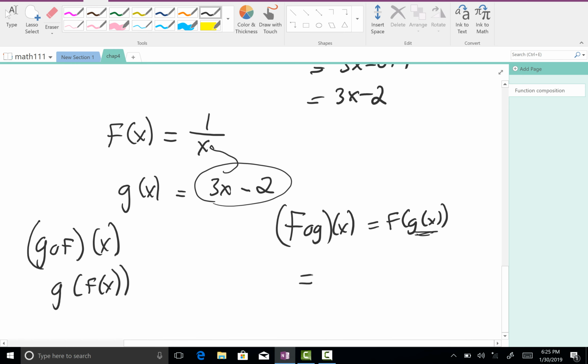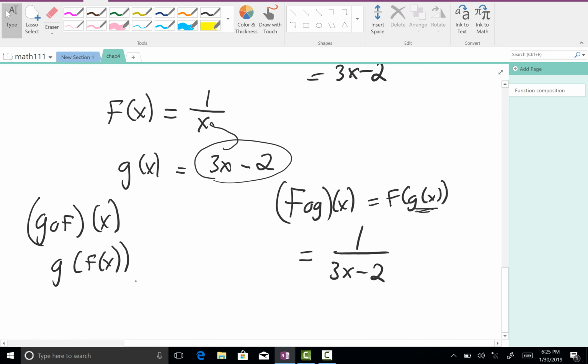So here we're going to get 1 over 3x minus 2, and that's it, because that's all there is to it. Right? G into the f. That's done. We'll run this side.